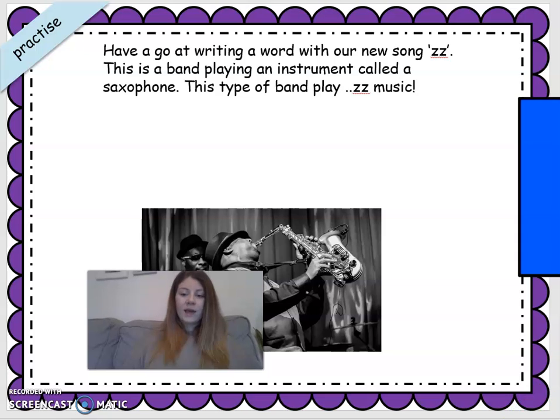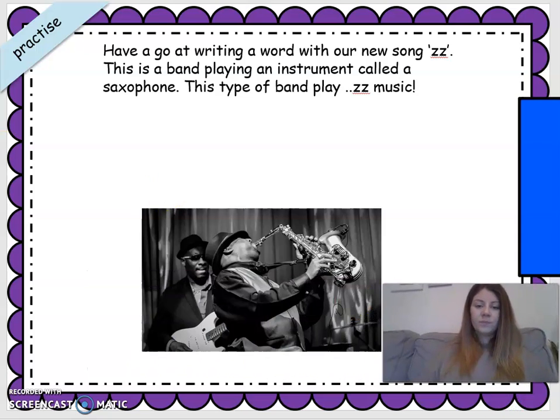Now, we've got a man playing an instrument here, and he's playing an instrument called a saxophone. And people who usually play instruments that are called saxophones, this here, they usually play a type of music called jazz. So we're going to write the word jazz. Are you ready? Now, at this point, you could get your sound mat to help you write.